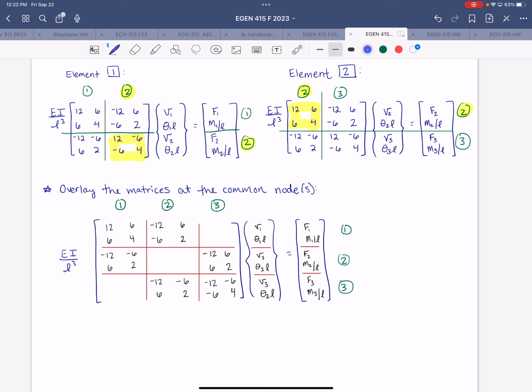Overlay will be in the node 2 columns and rows. So we have 12 plus 12, negative 6 plus 6, negative 6 plus 6, and 4 plus 4.